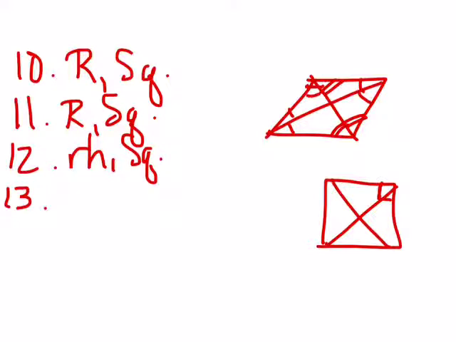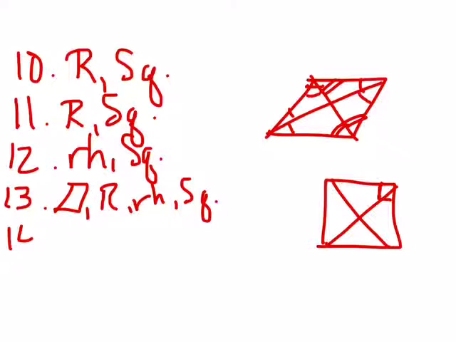A couple more, 13, diagonals. I like all these diagonal ones. Diagonals bisect each other. So they're not saying they're equal in length or anything about the angles. It's just the diagonals cut each other in half. That was a basic parallelogram property. So I can write it for those four.